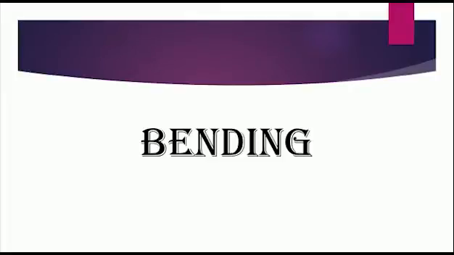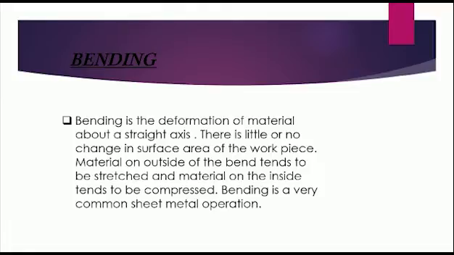Today we are going to talk about the topic bending. So, what is bending, or what does bending mean? Bending is a manufacturing process that produces a V shape, U shape, or channel shape along a straight axis in ductile materials, most commonly sheet metal. Commonly used equipment includes box and pan brakes, brake presses, and other specialized machine presses. The material on the outside of the bend tends to be stretched and the material on the inside tends to be compressed.